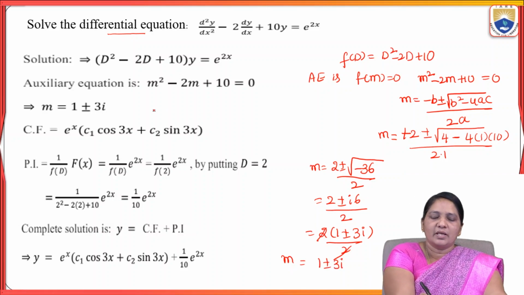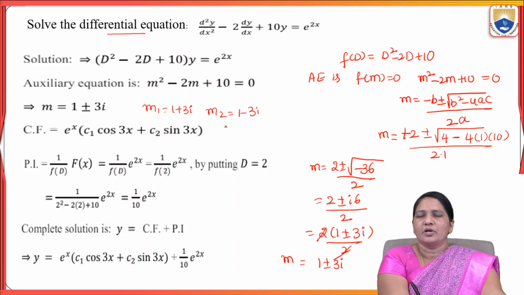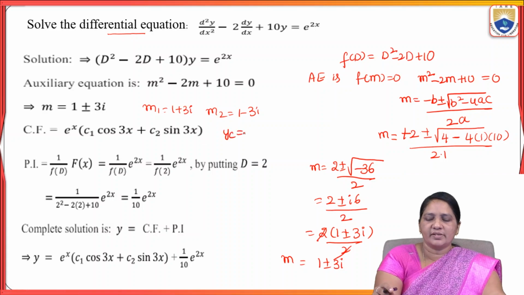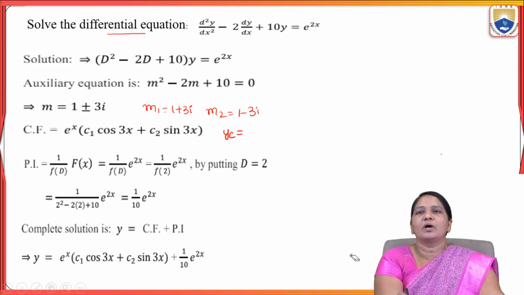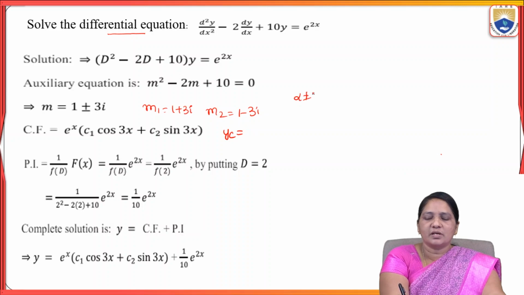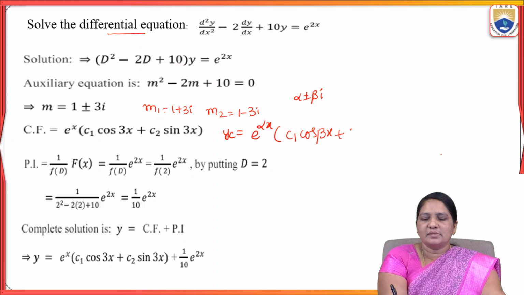So that means m1 value is 1 plus 3i, m2 value is 1 minus 3i. So these are the complex roots. We are having complex roots. What is the complementary function? Complementary function yc equal to, according to the formulas, if it is alpha plus or minus beta i roots, then e power alpha x into c1 cos beta x plus c2 sin beta x.